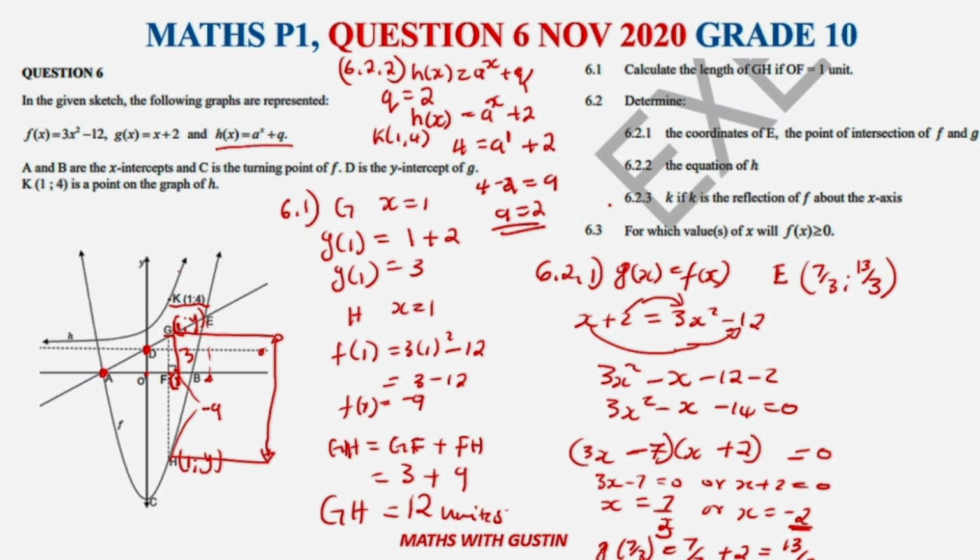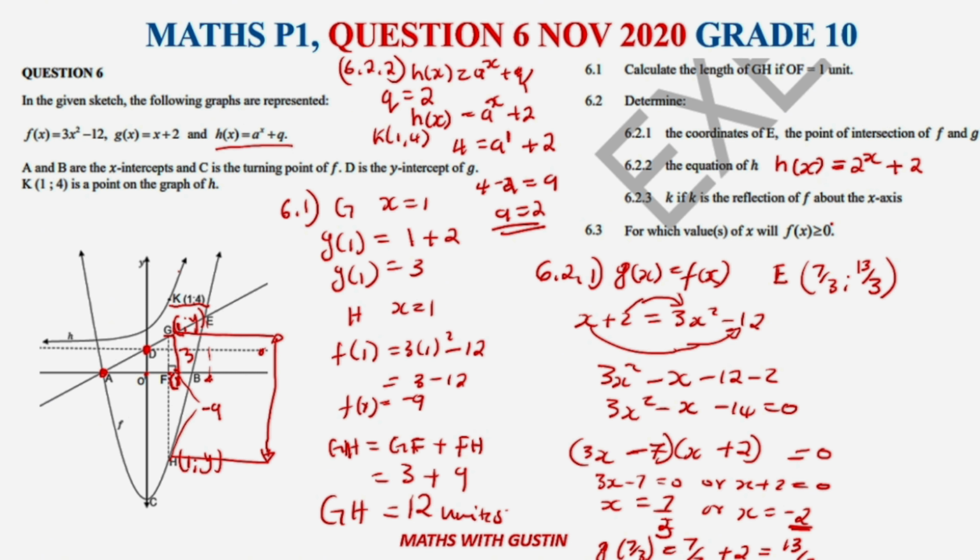Therefore, our equation is given by h equals 2 to the power of x plus 2. Makes sense, guys? If it doesn't make sense, please give me a shout out, and I will definitely assist you. All right.